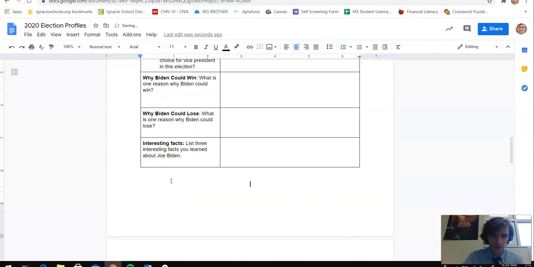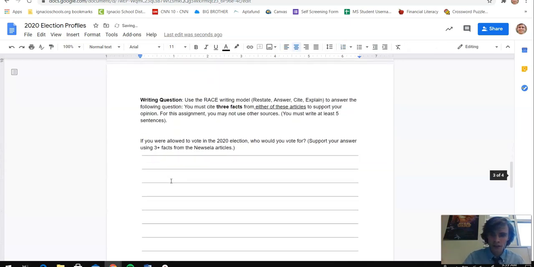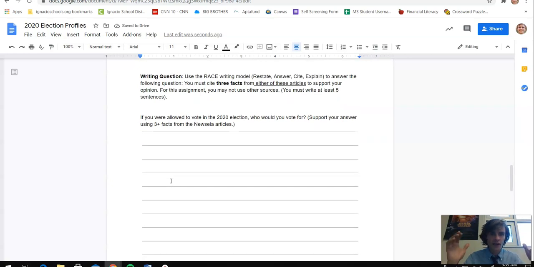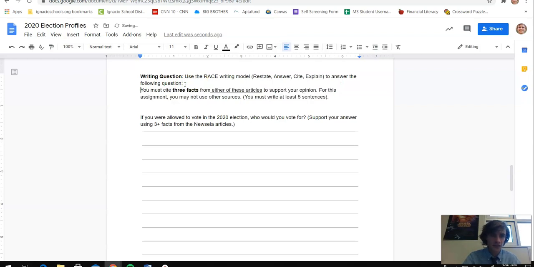At the end, this is the key part. You need to use the RACE writing model. So restate, answer, cite, and explain to answer the following question. You also have to cite 3 facts from the article. So for this cite part, you need to do 3 facts to support your opinion. You may not bring in other outside sources, and you must write at least 5 sentences.